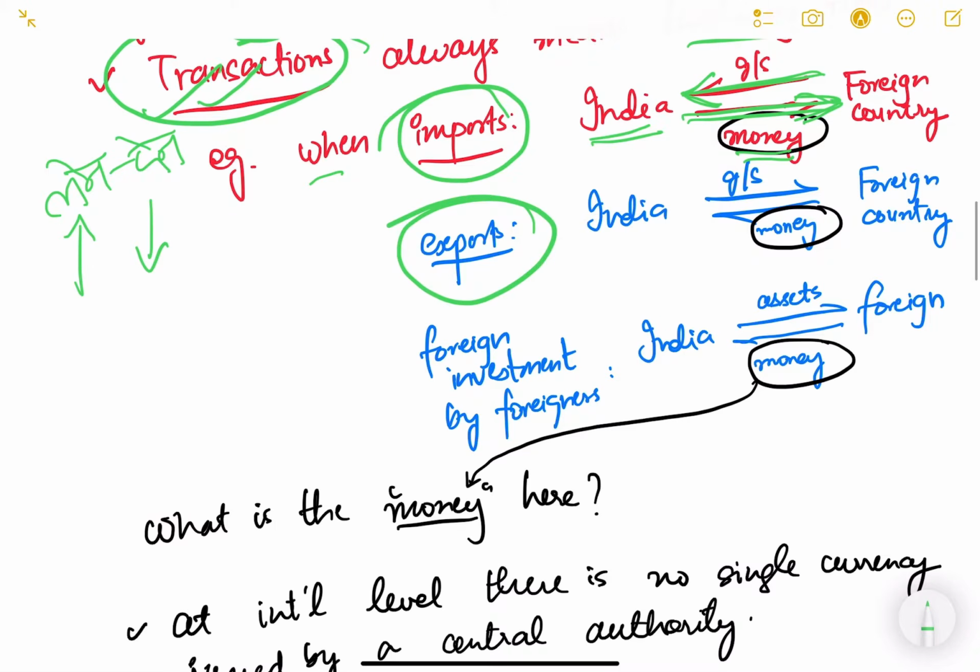When it comes to exports, it is the other way around. So India is giving goods and service to the foreign country and it is receiving money in return. So here the input is money, output is goods and service.